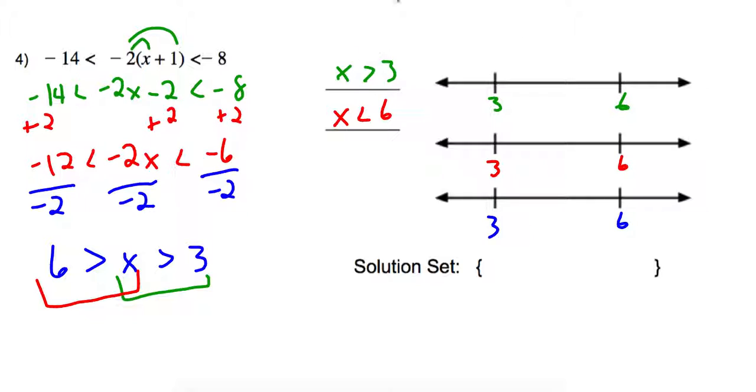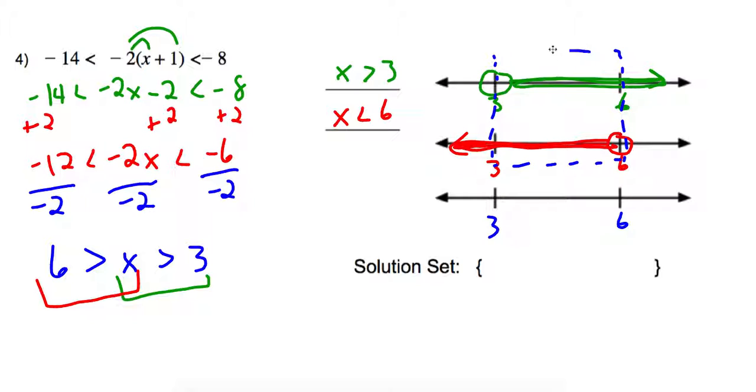In the green, I've got x is greater than 3. So there's my open circle, and I'm pointing to the right. In the red, for my x is less than 6, I have an open circle, and I'm pointing to the left. And again, since this is an AND inequality, I'm looking for the period of overlap, and it looks like it's going to be right here in this box.